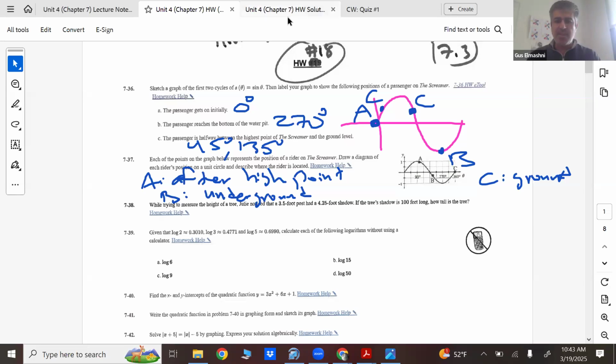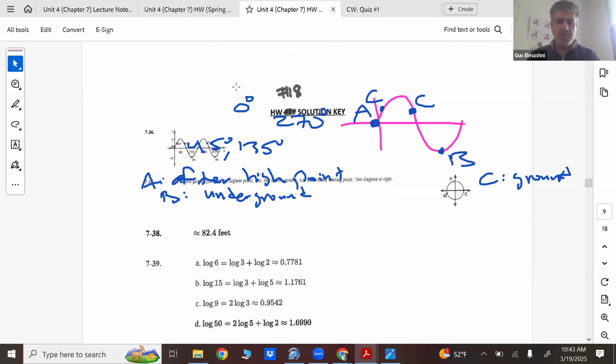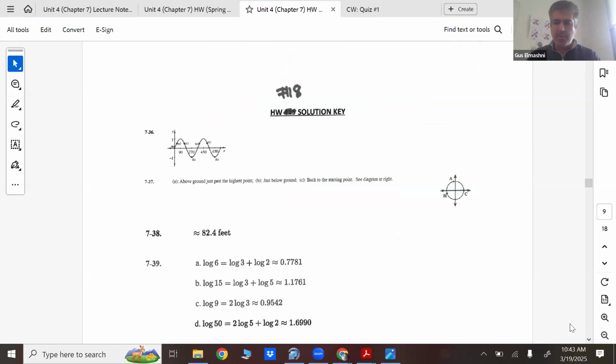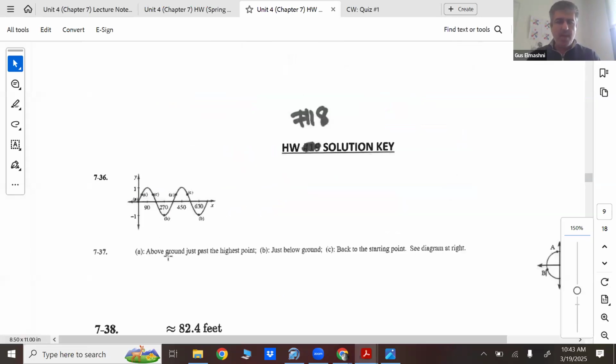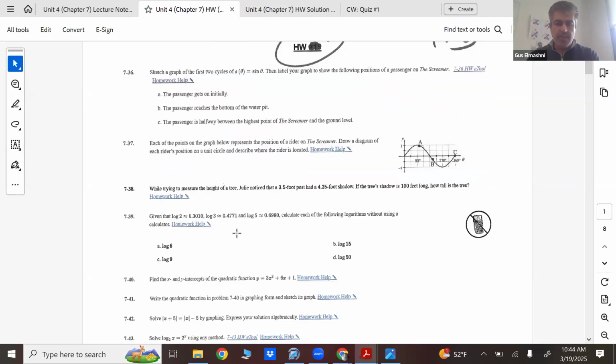And if I look at the answer key, it should say something of that sort. It's kind of hard to read, so let me zoom in. You guys have access to this. Yeah: above the ground, just past the highest point, just below the ground, back to the starting point. And if you put it on a circle, it'll look like that too. So it's connecting the graph to the circle. That's what 737 does.